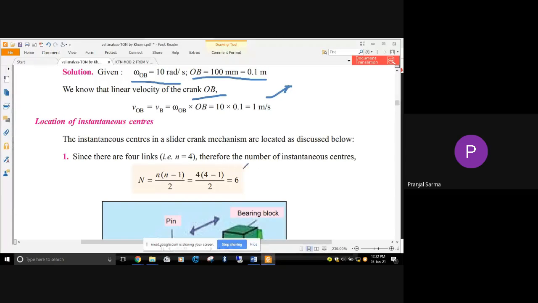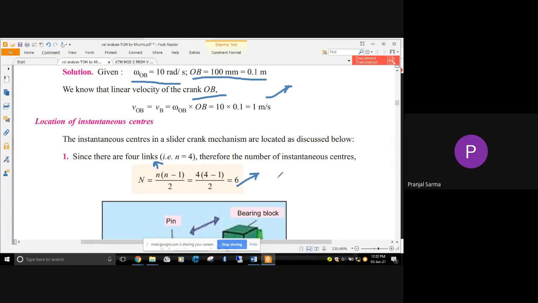So the number of instantaneous centers will be how much? Once again, the n value is 4. So we are going to utilize n into n minus 1 divided by 2, equal to the number of instantaneous centers. So that comes as 6, just like the previous cases. Now we know there are 6 instantaneous centers. After knowing that, we must know who they are, what their names are.